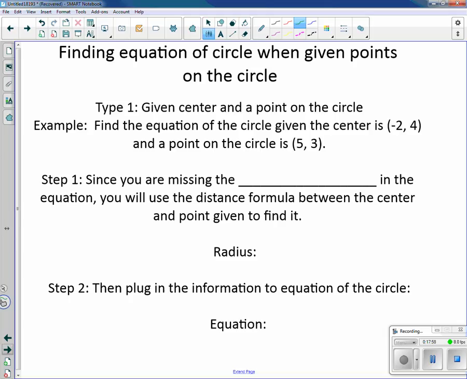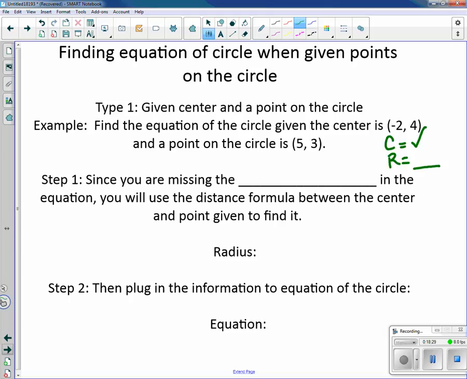If you were given the center and a point on the circle, for instance, if I was given the center and a point on the circle, that means I'm missing what? What are the two things you need in order to write the equation? The center and the what? So if I'm given the center and a point on the circle, I have the center checked off. Do I have my radius? No.